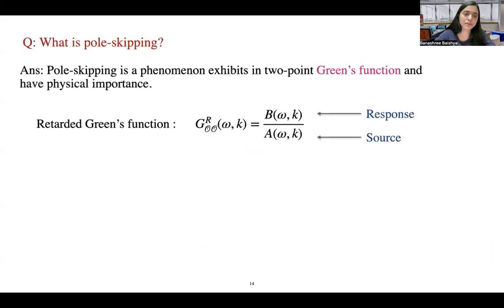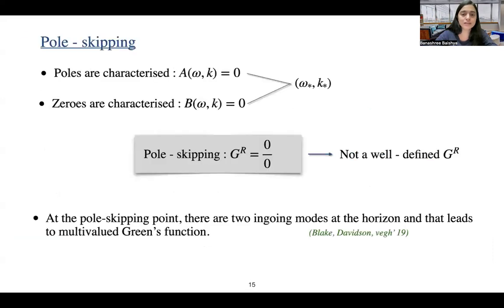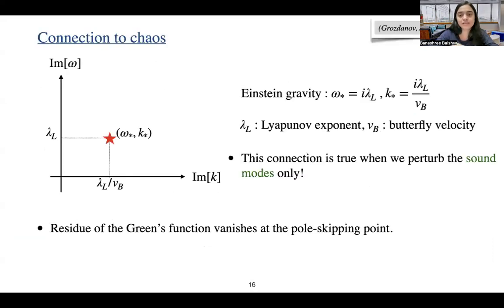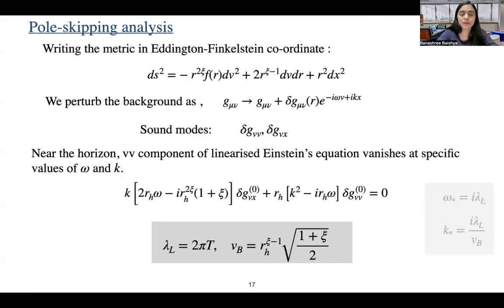And for pole skipping, we define the retarded Green's function, which is just the ratio of the subleading to the leading coefficient of the bulk ingoing solutions near the boundary. At the pole skipping point, at some frequency and momentum, both the response and the source are 0. So these are basically some points in the momentum space where the line of poles and zeros are crossing each other. Here the Green's function is not a well-defined thing, and this is the connection to chaos, for the energy density part of the sound modes only. So in the Lifshitz background, by doing this pole skipping analysis, we get the Lyapunov exponent and butterfly velocity, which matches with the previous two methods.